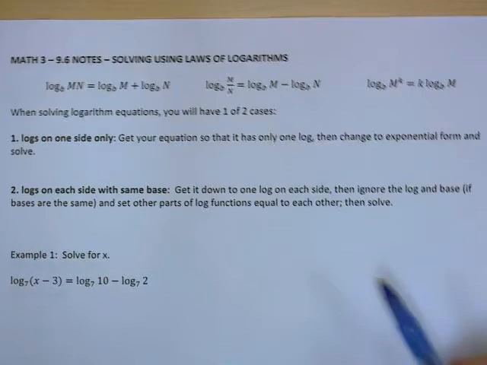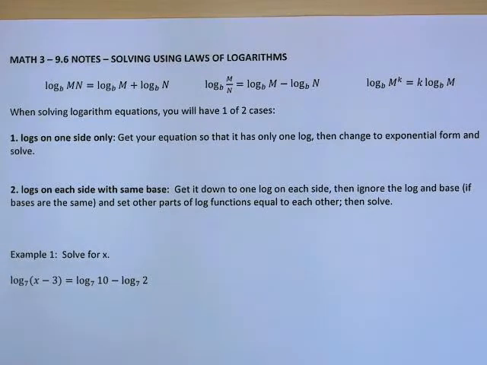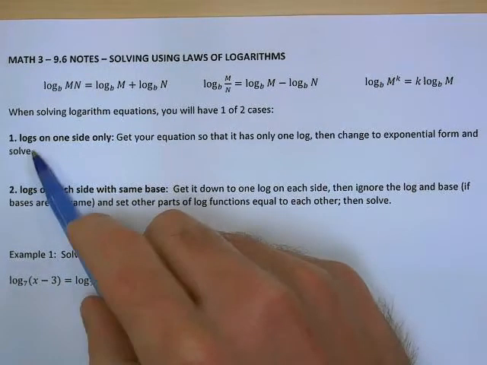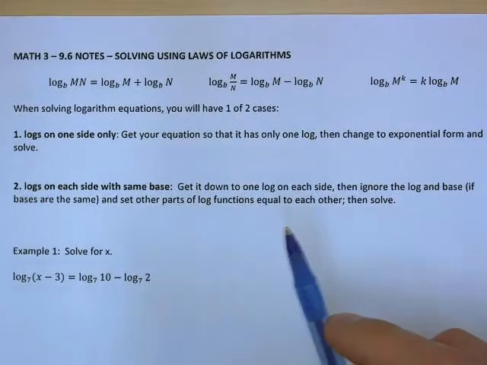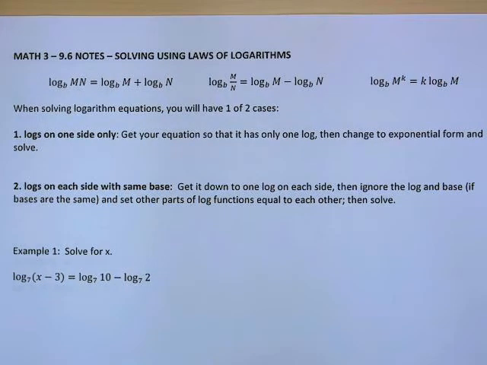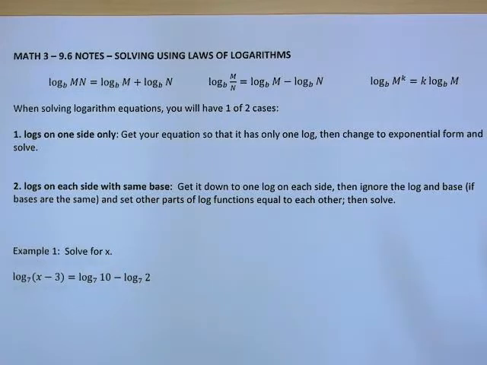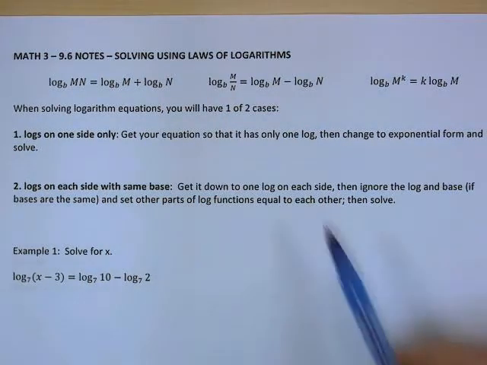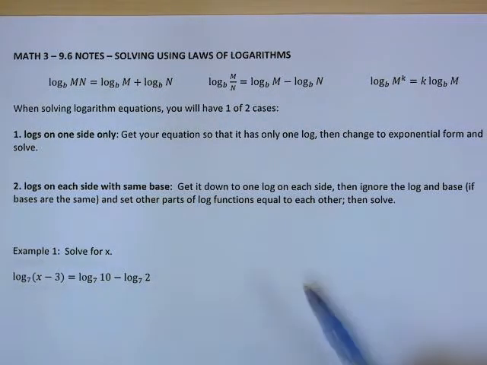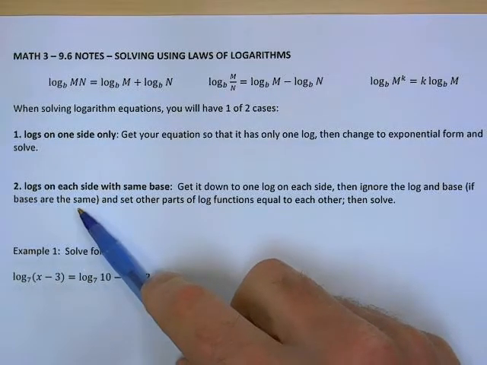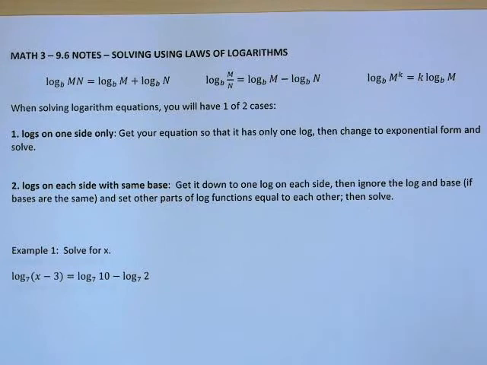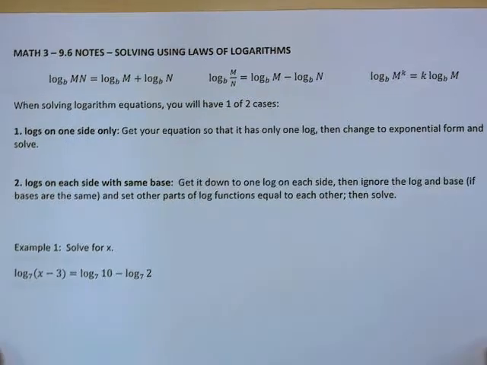Here, like I've mentioned before, we're really only going to see two types of problems. We're going to either have logs on one side of our equation only, in which case we want to put it in exponential notation, or we're going to have logs on both sides of our equation, in which case we first want to get it down to one log on each side, and then we can ignore the base and set the other parts equal to each other, as long as our bases are the same. Those are the only two types of problem we're going to do. Again, nothing really new. Let's just dive right into the examples.